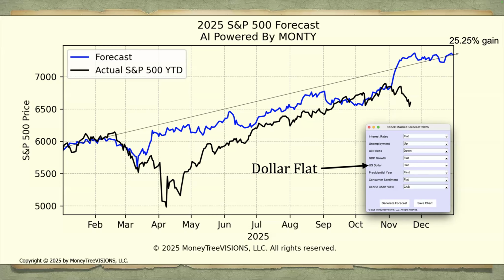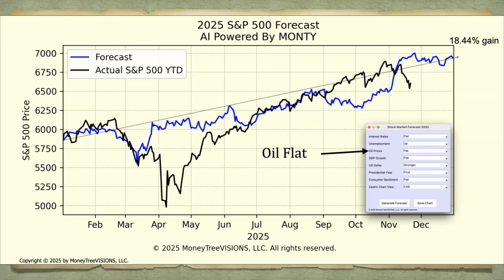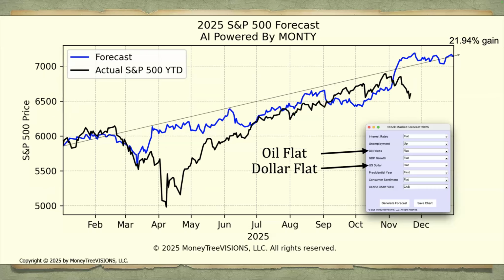We change the next factor in the next chart, oil flat. If oil is flat, that indicates the market forecast there goes down, okay, 18%. So we had oil down, but if it's flat for the year then the forecast goes down. This might be more the scenario. If we add them both together, oil flat, dollar flat, we have 21.9.